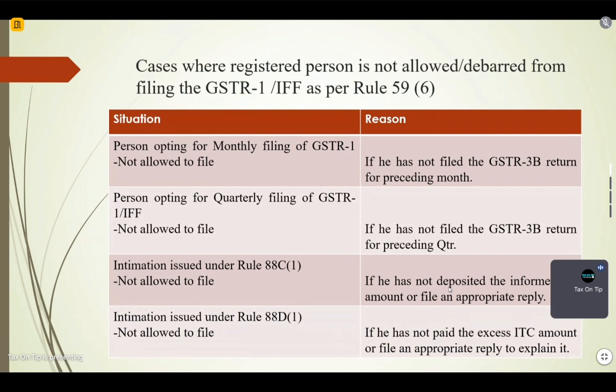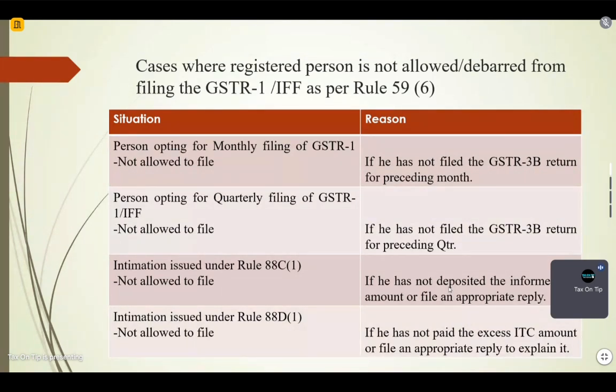Under 88D(1), if you have claimed any excess ITC in your return and the government has issued you a notice either in DRC-01 or in another form, then in that case you need to first make that payment of ITC, or you need to file an appropriate reply to the department, and only then you will be allowed to file a GSTR of the quarter of the current month. So these are the four cases.